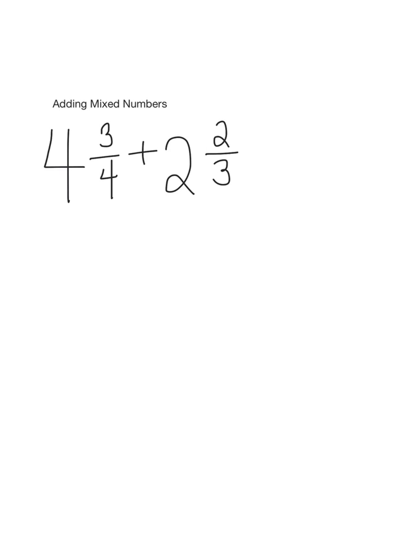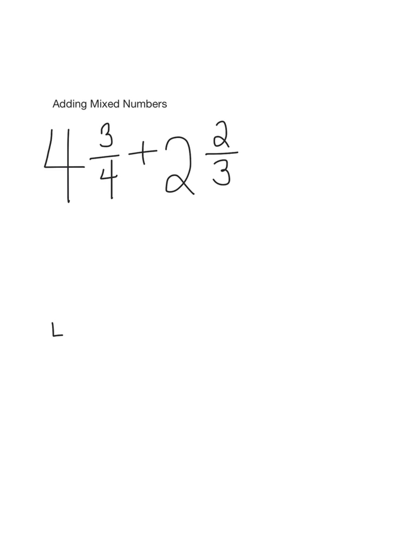So let's take a look at another example where we can have denominators that are different before we are adding. So let's go ahead and do 4 and 3/4 plus 2 and 2/3. Okay, I still would like to start with my fractions, 3/4 plus 2/3, but I know that the denominators are not the same. So I'm going to need to make them the same before I can add them.